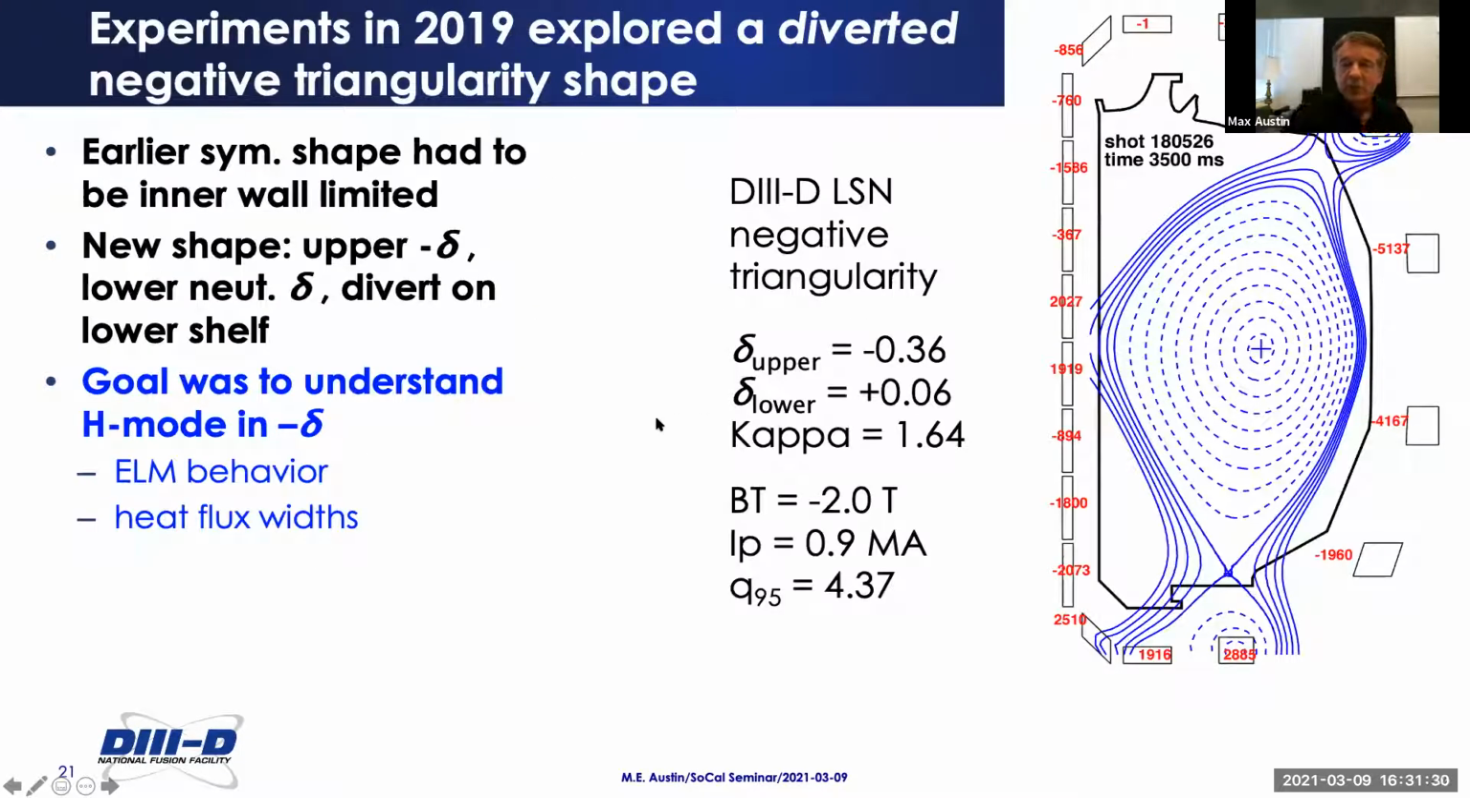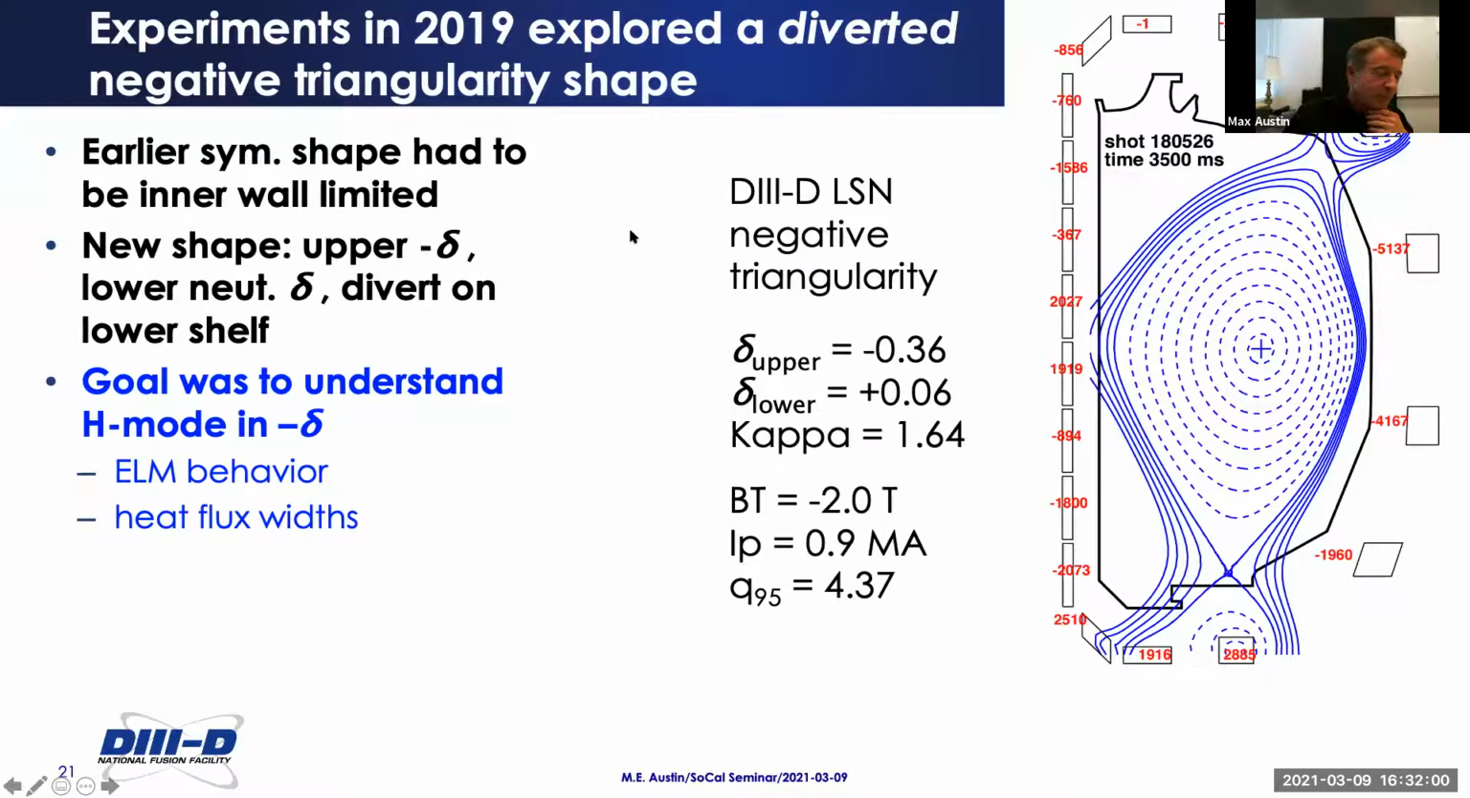So we had explored, of course, these symmetric discharges, and they were stubbornly remaining in L mode. So it was believed that if we could make a diverted version of at least half the discharge in negative triangularity, we could investigate negative triangularity and try to make it go into H mode so we could study that. So we were sort of being greedy.